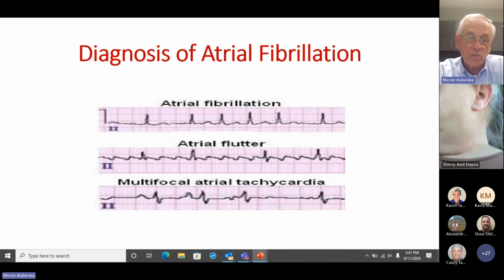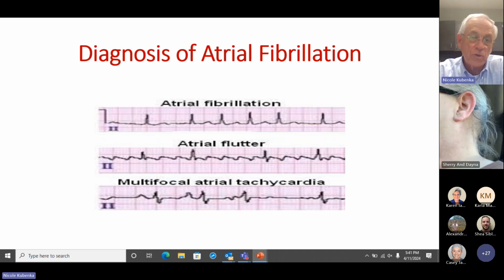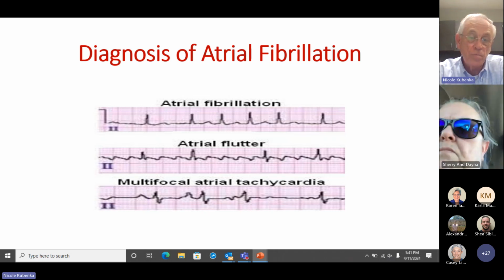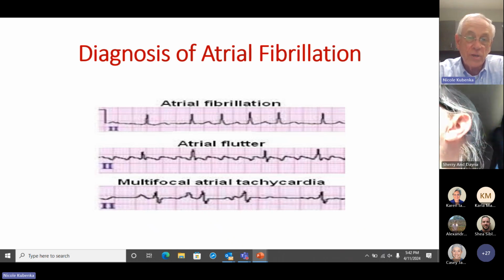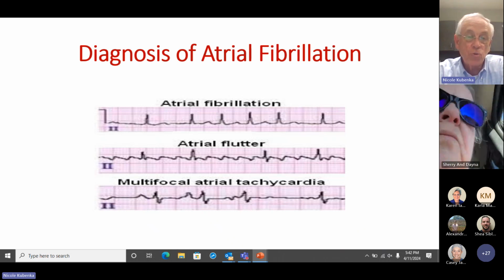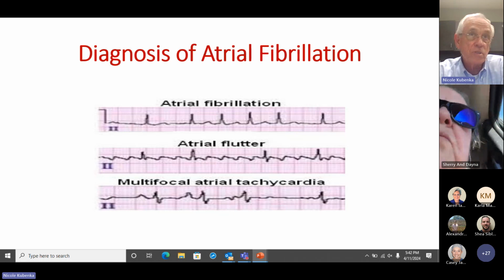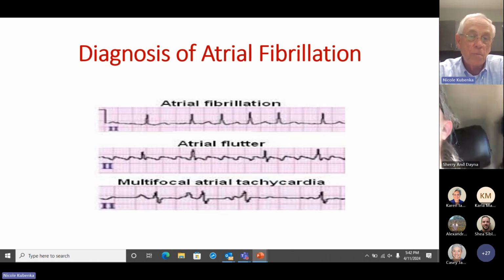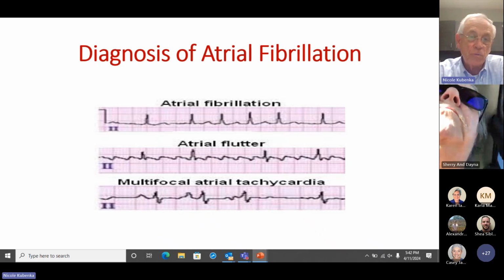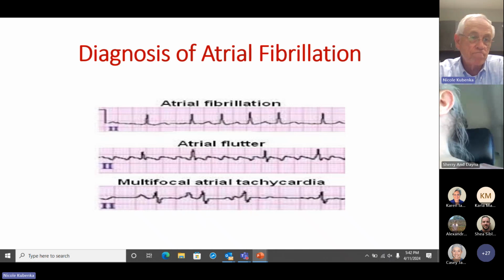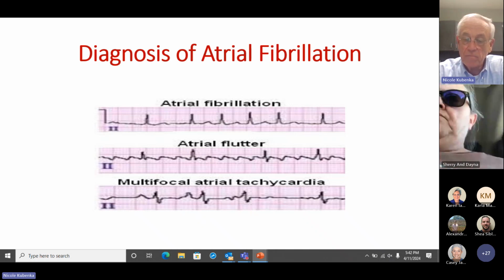So flutter waves, these little sawtooth waves in between the QRSs, those usually are at a rate of about 300. And then the subsequent ventricular rate is if it's 2 to 1, you got a heart rate of 150. If it's 3 to 1, you got a heart rate of 100. But it can be irregular. You can't see an identifiable P wave, so it gets confused with atrial fibrillation, but it's not the same thing. So, does anybody have any questions about that?